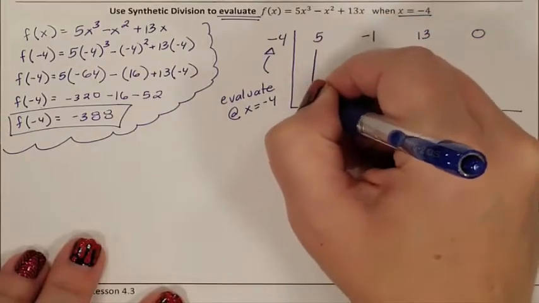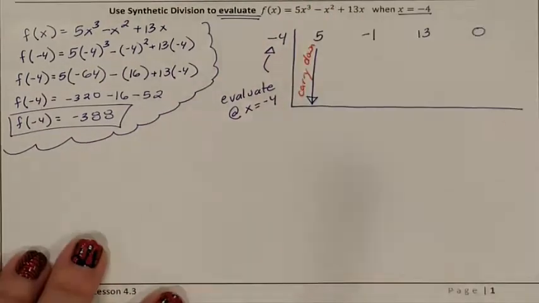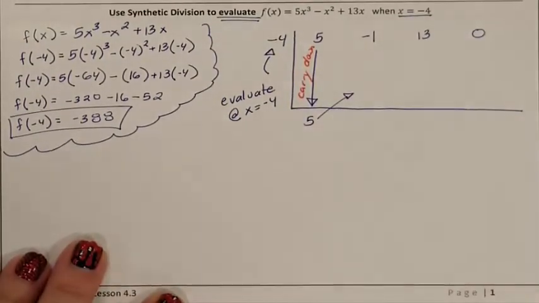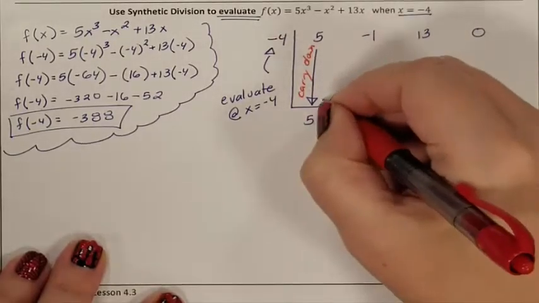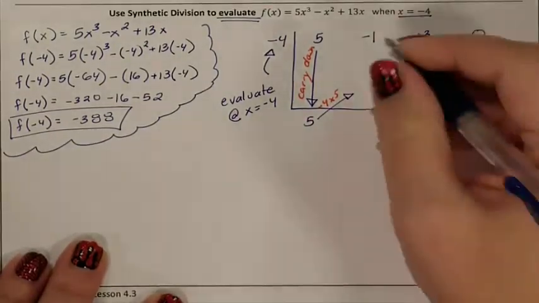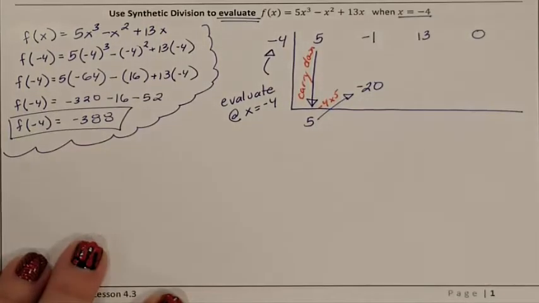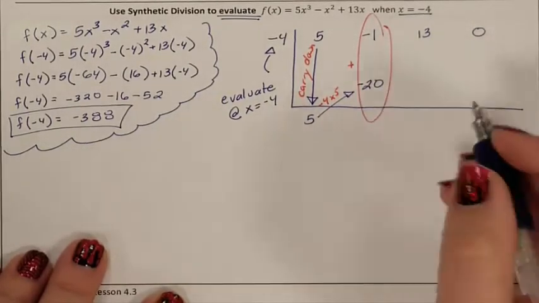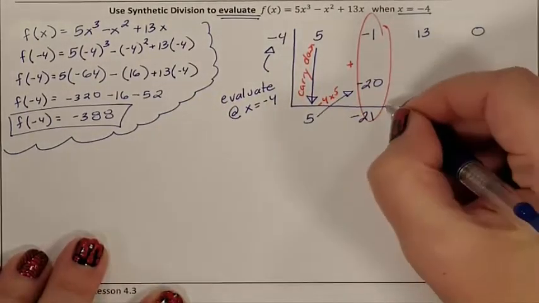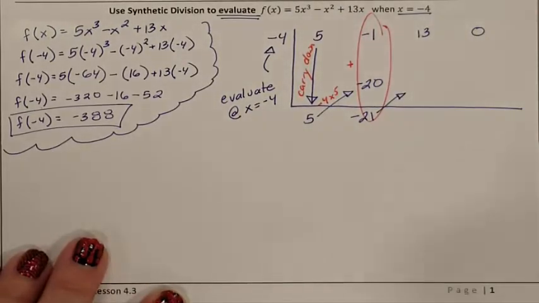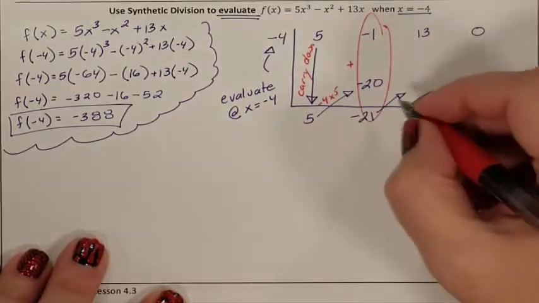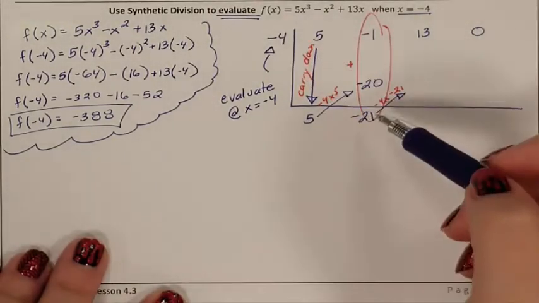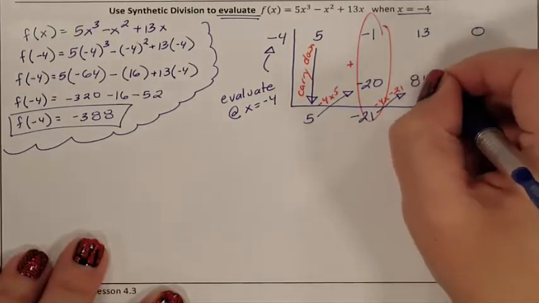You're supposed to carry down the first. So I started at a 5. You multiply diagonally. So -4 times 5 gives me my -20. And you are supposed to add vertically. So -1 plus -20 is -21. You multiply diagonally. So this would have been -4 times -21. -4 times -21 is +84.